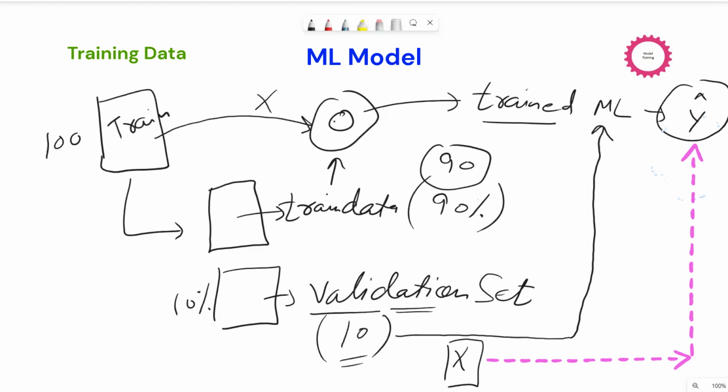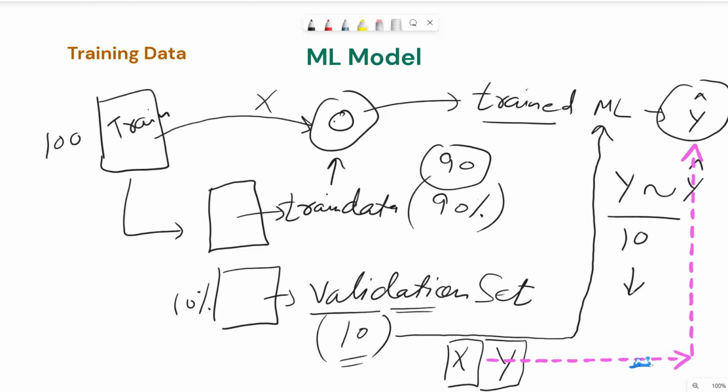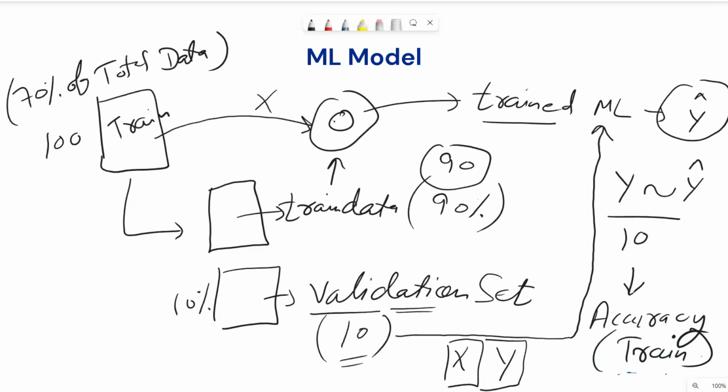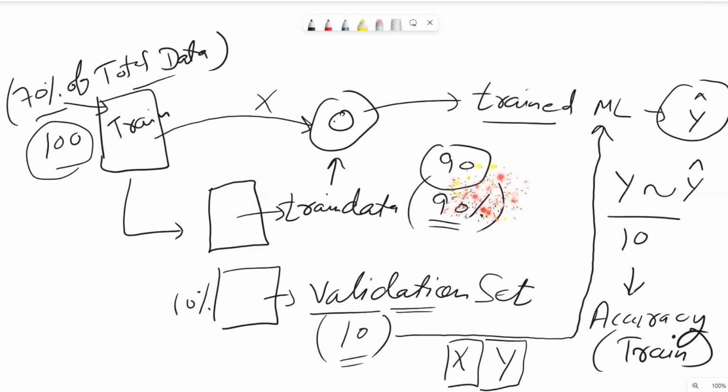And then we already knew the Y part, which was hidden in this case. We compare Y with Y hat for these 10 records to tell you the accuracy of the training phase. So what is happening is, out of the total data, consider 100 rows. Out of this 100, the actual training data is the 90% data, which we expose completely to the model. That, hey, these are the different scenarios, input-output combinations, you learn from them.